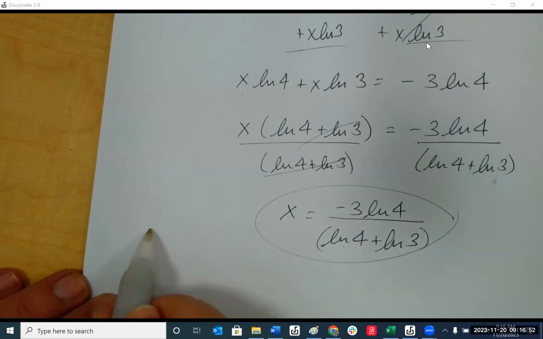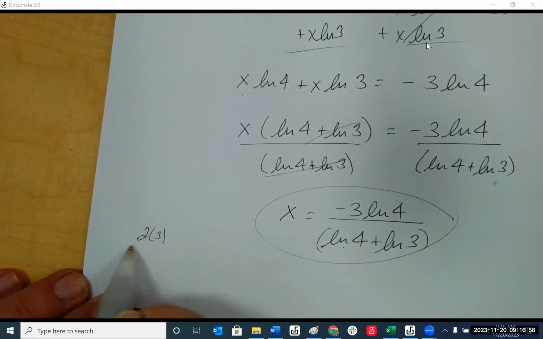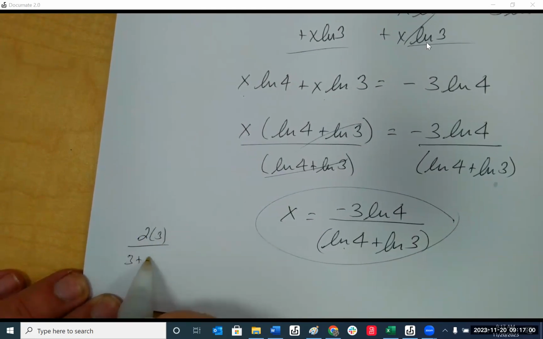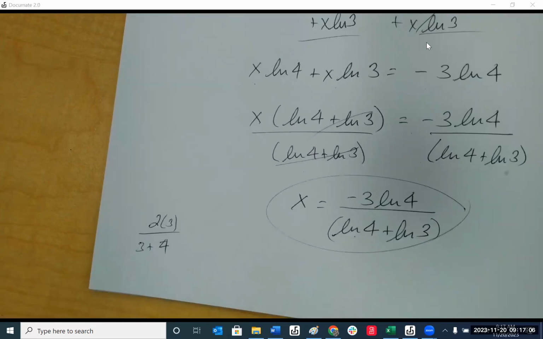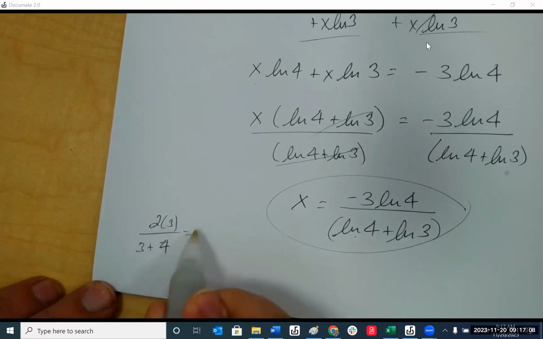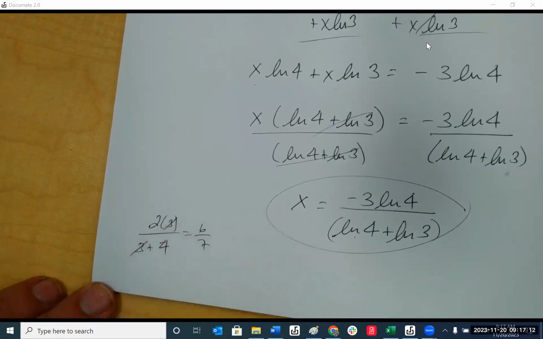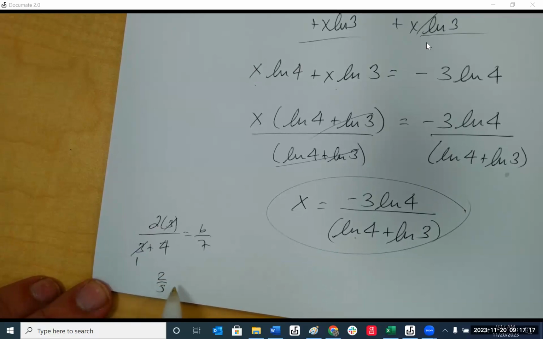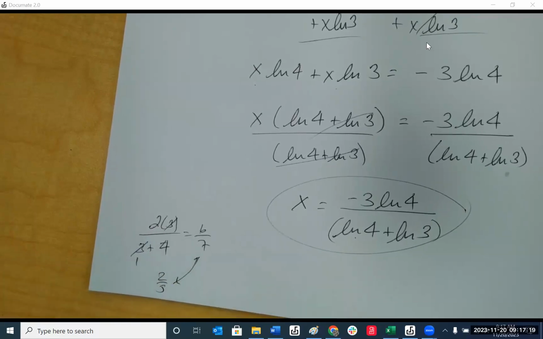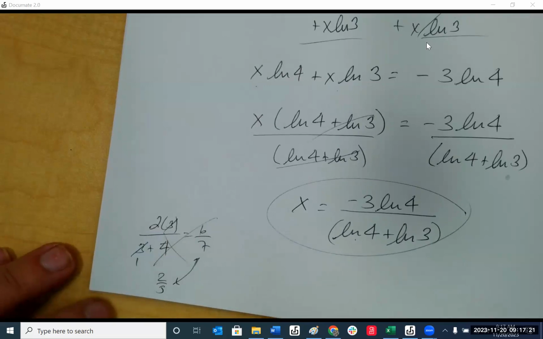It's the same if I had 2 times 3 plus 3 plus 4. 2 times 3 is 6. 3 plus 4 is 7. If I cancel these, this would be a 1. I would have 2 over 5. Is that the same? No. So we can't cancel indiscriminately.